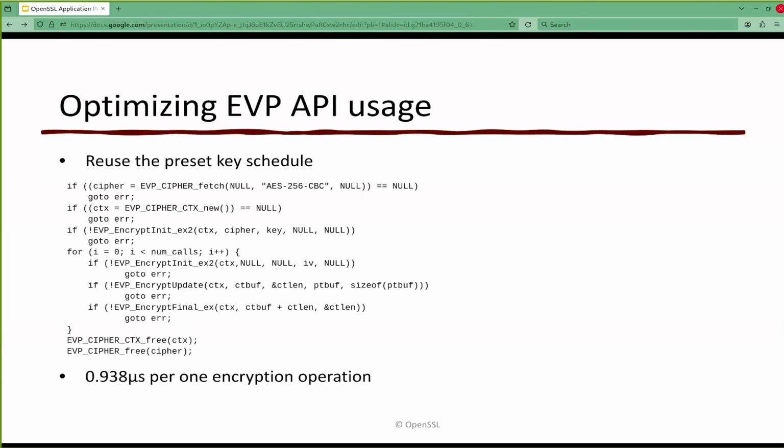Here I expect that for every message that you encrypt, which is usual in security protocols, you use the same key, but you use a different IV, if you are communicating with some peer where you pre-establish the key. And this optimization will help because it will take just 0.938 microseconds per one loop iteration.